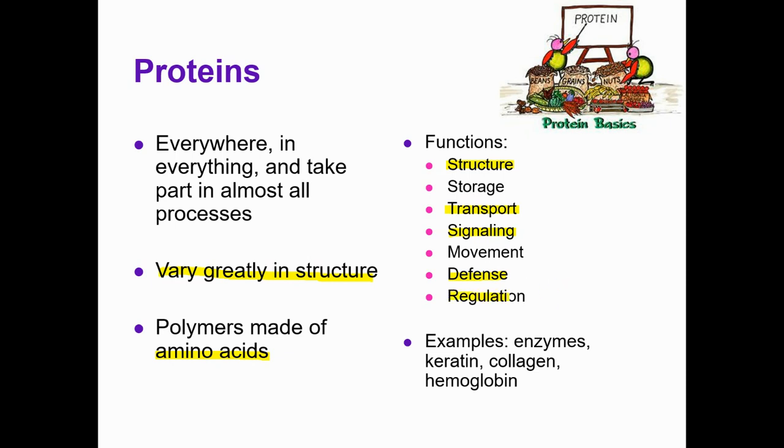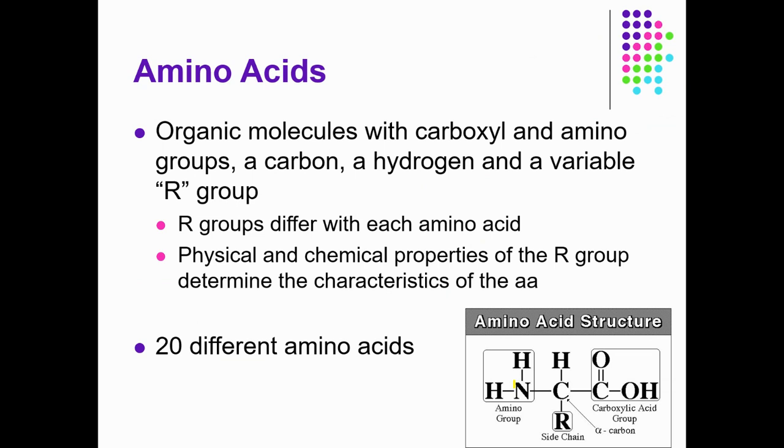Regulation is another big one, because that's going to be your enzymes. There are so many different types of proteins. We've got enzymes, which we're going to have a whole unit on in metabolism. You've got things like keratin, collagen, elastin. All of those are structural proteins. And hemoglobin, like I mentioned, is one of your transport proteins. So lots of different types. Now, the one thing they all have in common is they are all polymers of amino acids.